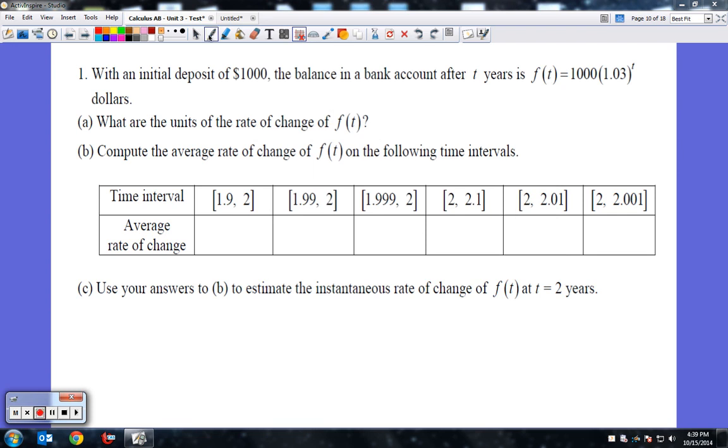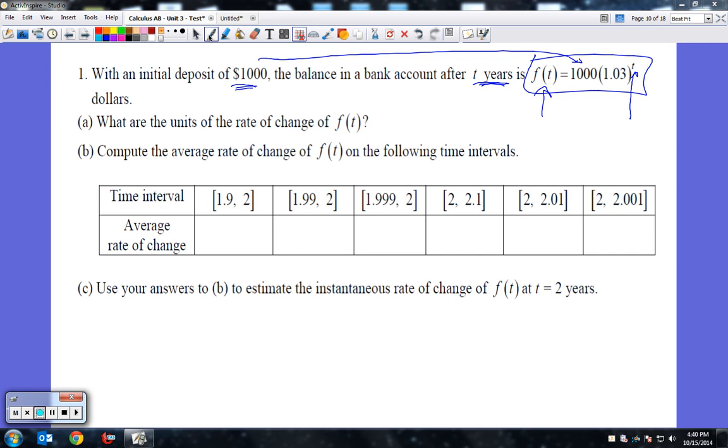Okay, so let's look at number 1. It says with an initial deposit of $1,000, the balance in a bank account after t years is found by the following. So if I plug in a certain amount of time in years, I will get a certain amount of money. Now, this initial deposit is $1,000. So this is an exponential function with an initial value of 1,000 and the common ratio of 1.03, meaning that there's going to be some 3% interest that is going to increase the value of this deposit.